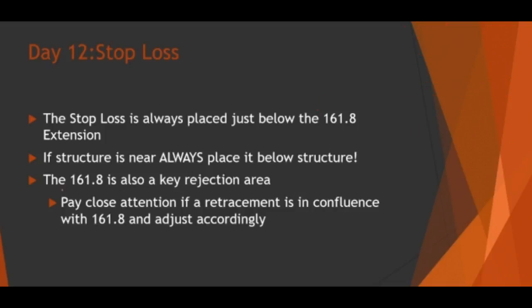Also remember that the 1.618 is a key rejection area. So oftentimes you have to pay close attention, because if it's near a 1.618 with some confluence, maybe that will be an adjusted entry and your stop will be a little bit different than that even. It's one of those things where you have to be able to adapt and get ready.